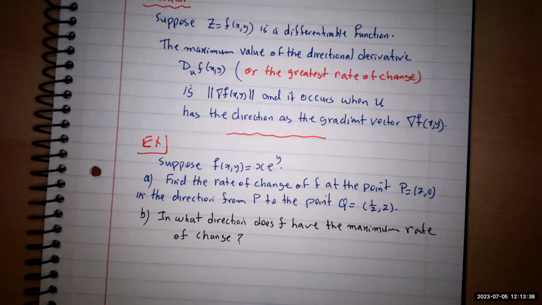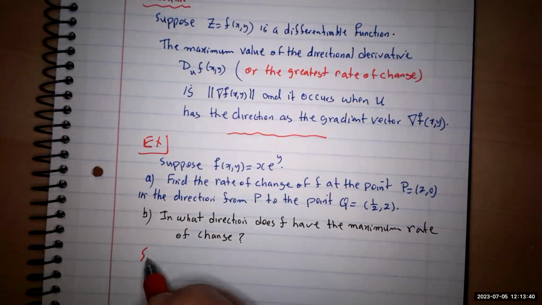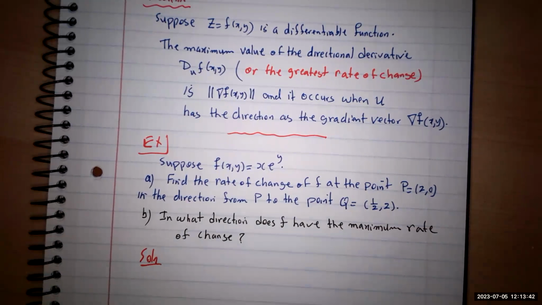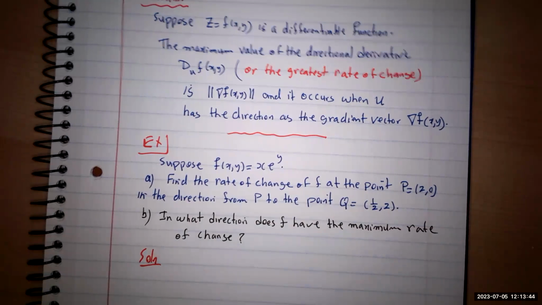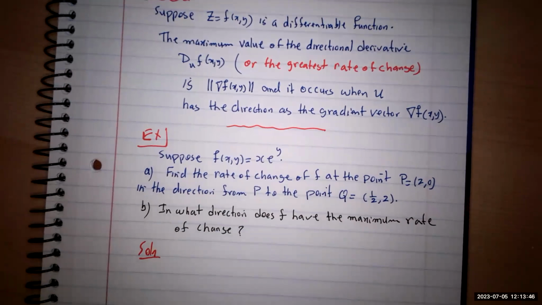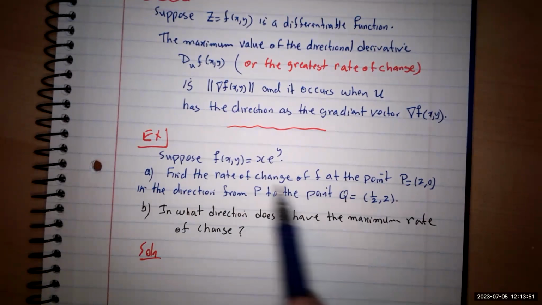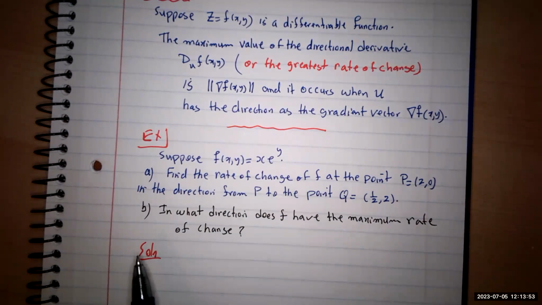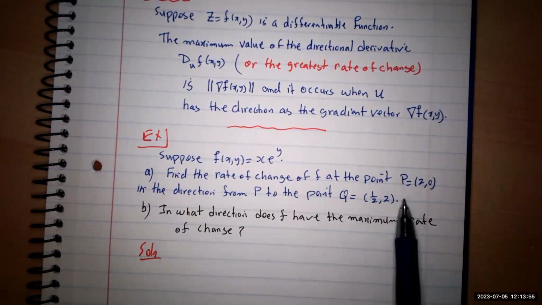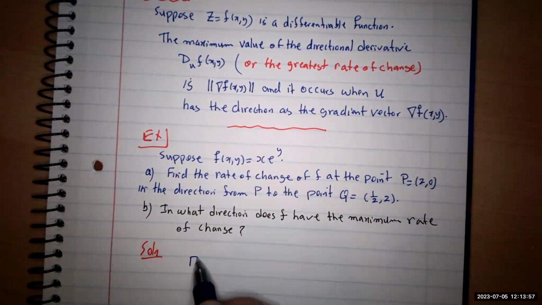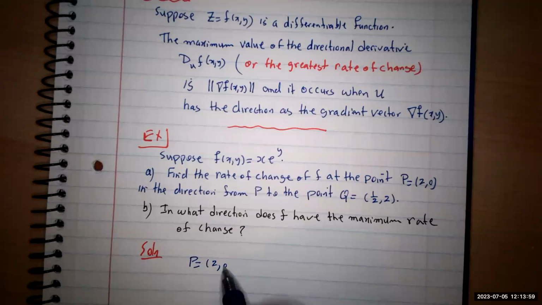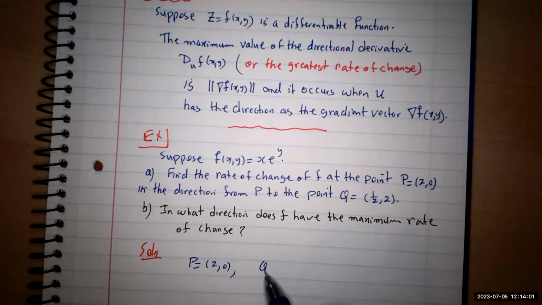Okay, so to do the first part, you see you have the point P. So the point P is given to you. You need a directional vector. The direction is from P to Q. You see, the point P is 2 and 0, and then the point Q.